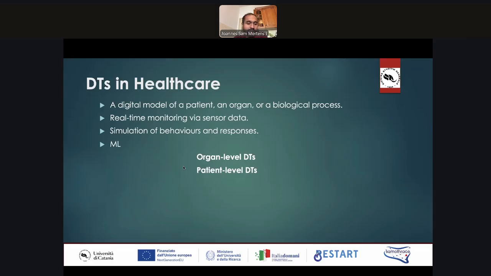So for example, when you're monitoring a real patient, if there are irregularities in the patterns, for example in the heart rate, if there are any anomalies, these digital twins can alert the patient and also the doctor in the hospital. So this is one of the reasons why we develop digital twins, and it's something getting a lot of attention in the healthcare community.